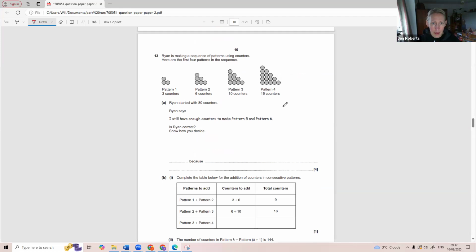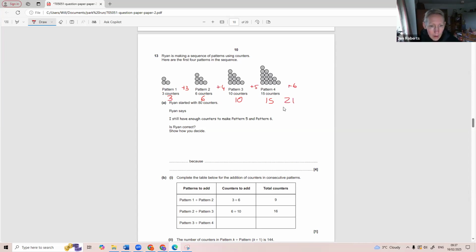Okay, so Ryan is making a sequence of patterns using counters. So you've got 3 counters here. Then I'm adding a 3 to get 6 counters. And I'm adding a 4 to get 10 counters. And I'm adding a 5 to get 15 counters. So can you see the pattern here? Adding 3, adding 4, adding 5. What are we going to add for the next pattern? 6.